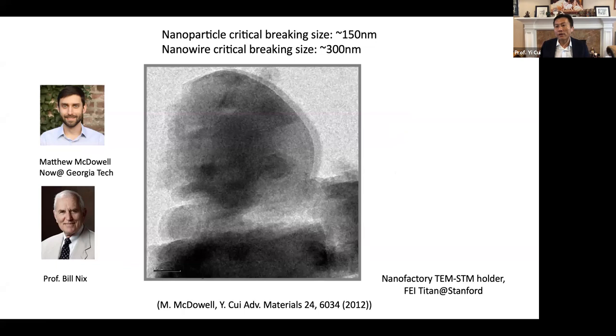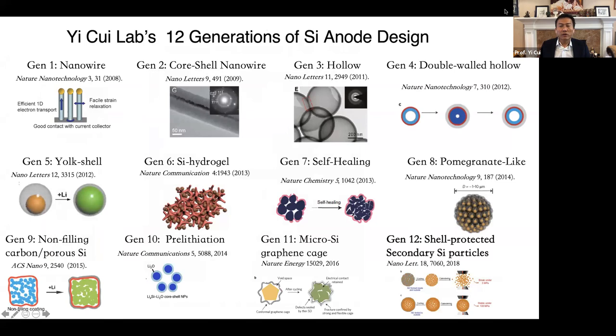Now these size parameters have been used to guide the whole industry. What particle size do we want, to avoid mechanical breaking? So with the understanding and the approach of nanoscience, we have been through 12 generations of silicon design, from nanowire to core-shell, and they just keep coming. We solve problems one by one. I will not go into the detail of that.